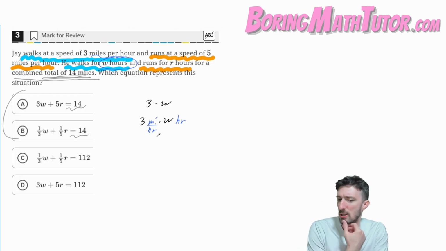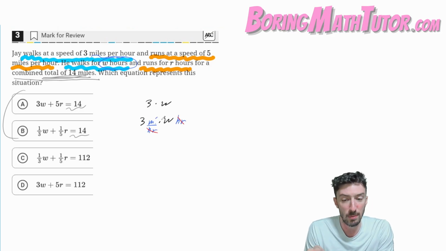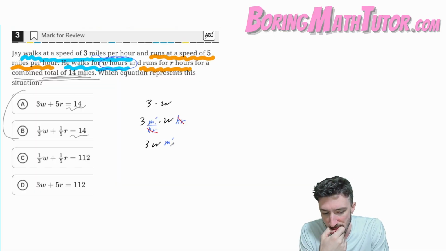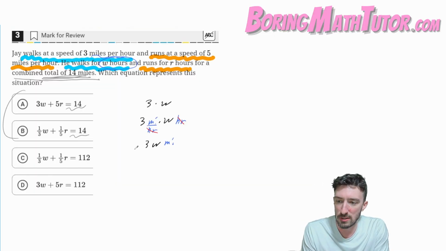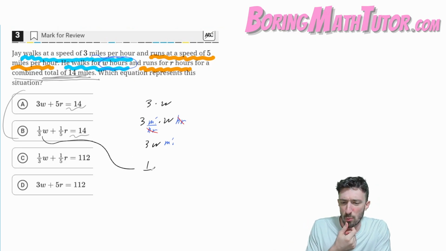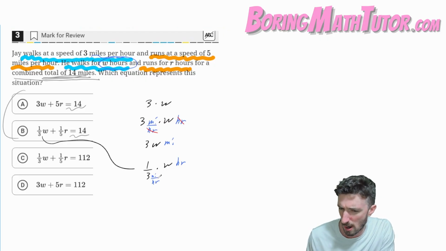So if I just focus on the units right now, miles per hour times hour, that would cancel out the hour unit, leaving me with just miles. So I could say I have 3W miles. So that seems pretty good. If I try doing a similar analysis for B, I've got 1 over 3 times W. Well, if I analyze the units on that one, W was measured in hours. The 3 was measured in miles per hour. Okay, this is not exactly working out the way I want.